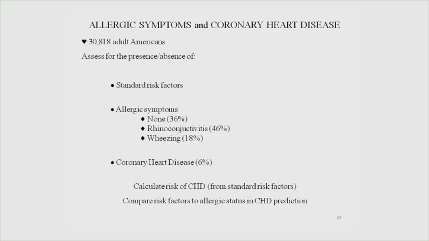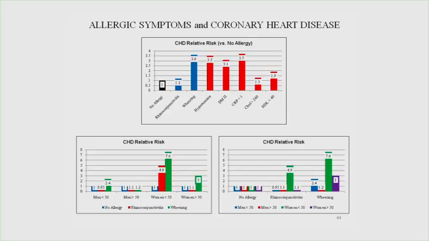Let's calculate your risk for coronary disease from your standard risk factors and compare risk factors to allergic status as a predictor of coronary artery disease. If we look at coronary disease relative risk, people with no allergy were considered low risk. Those with the watery eyes, the runny nose, were 20% more likely to have coronary disease. Those with wheezing, more intensive immune activation, were 3.6-fold more likely. It was as important a predictor as hypertension, diabetes, high CRP.